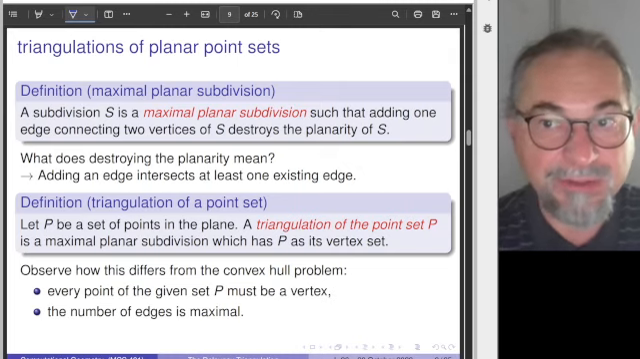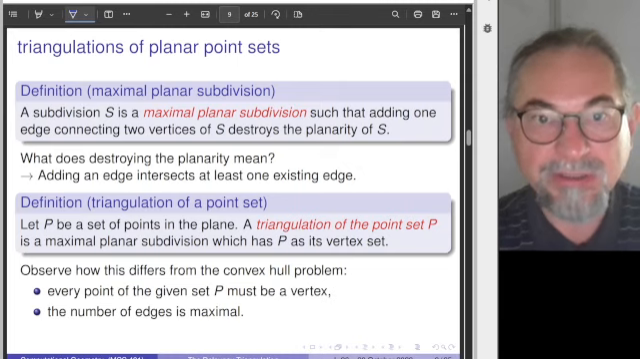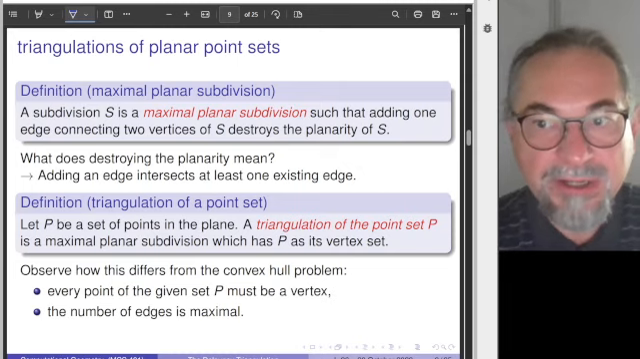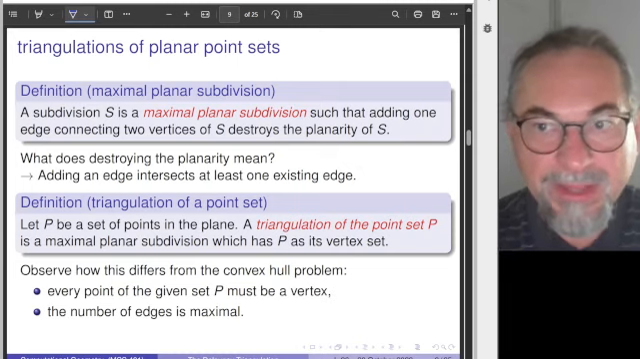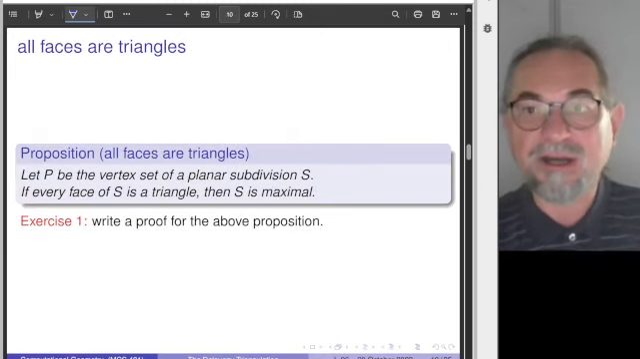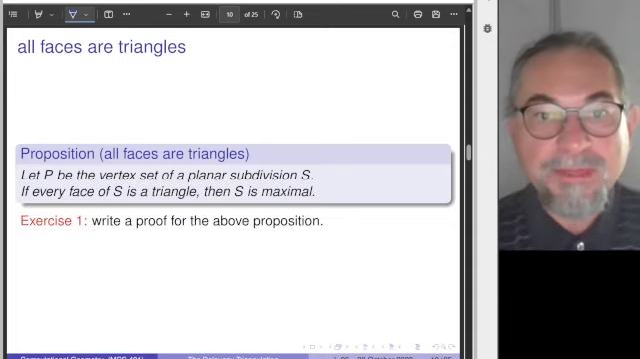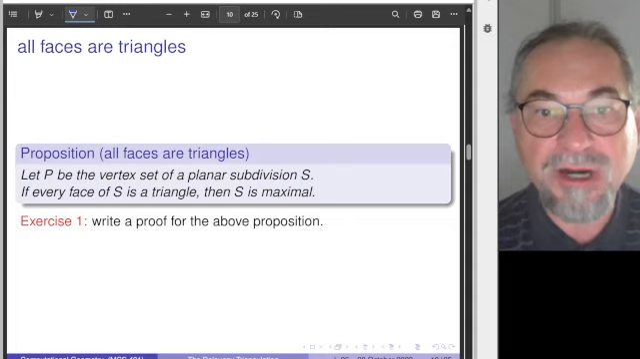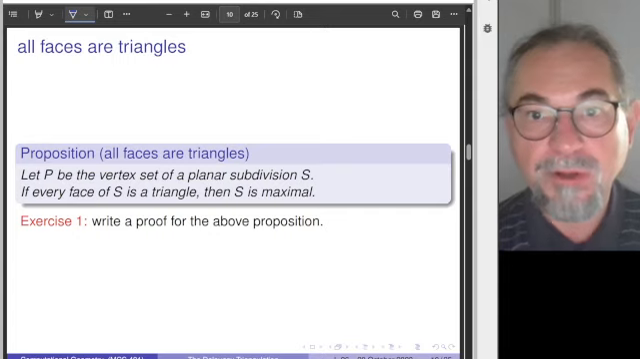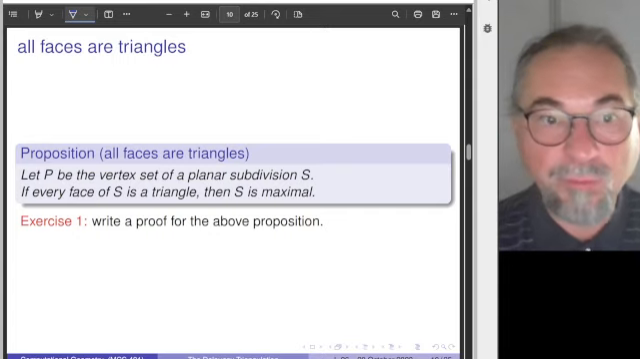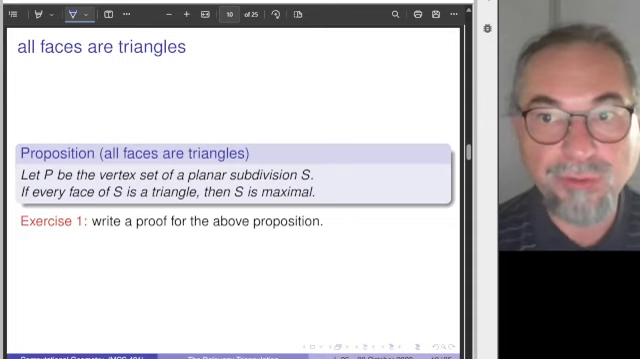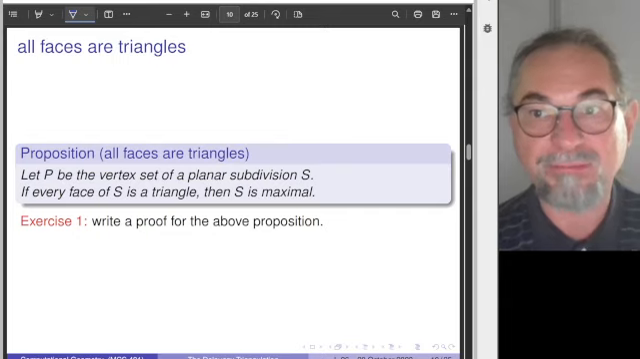So we've seen many subdivisions, for example, trapezoidal maps. They're also subdivisions induced by line segments. Here, they were not triangulations, and they were also not maximal. So the first exercise actually asks you to prove this proposition: if every face is a triangle, then the subdivision is maximal. What that actually means is that if you want to add one extra edge, you lose the planar property.